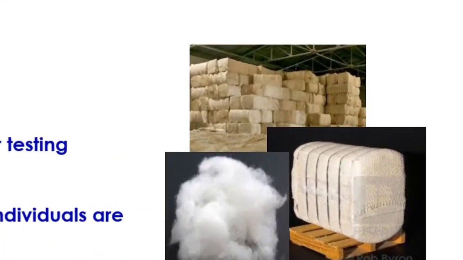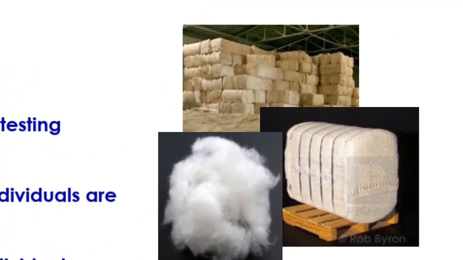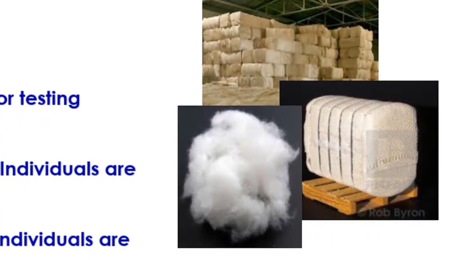Population is bulk available for testing. Over here, I have shown three different cases. First is a godown containing a number of bales, a single bale, or it can be a few grams of cotton fibers. Here the size of the bulk is different: here it is a number of bales, here it is one bale, and here it is a few grams of cotton. Whatever the size of the bulk, the bulk which is available for testing is called the population.